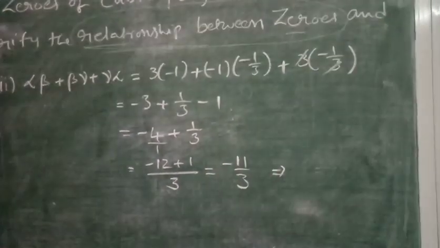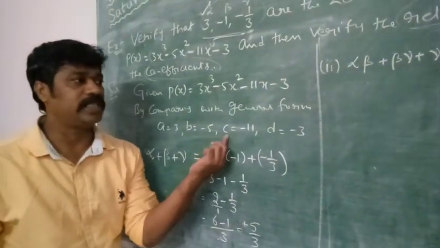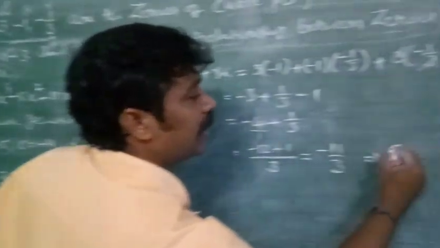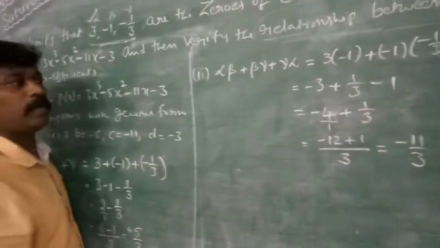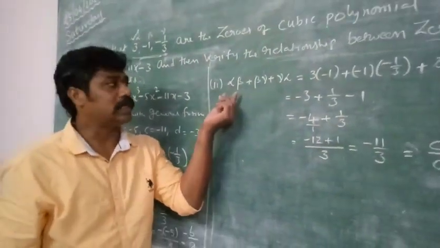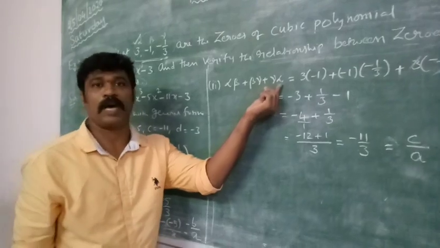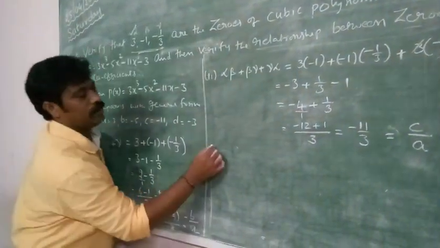Again, if you observe, minus 11 is nothing but c, its value is c. So in place of minus 11 we can write c, and in place of 3 we can write a. So just now we learned that the sum of products of zeros taken two at a time, alpha beta plus beta gamma plus gamma alpha, its value is c by a. So the second one is verified.